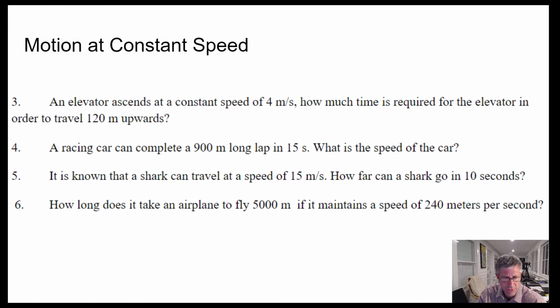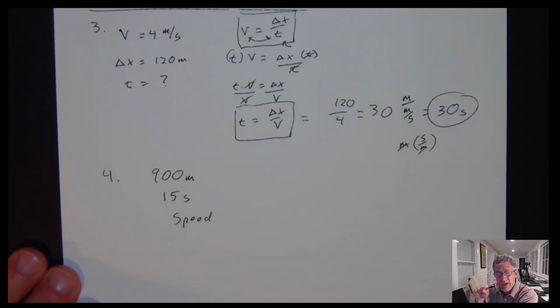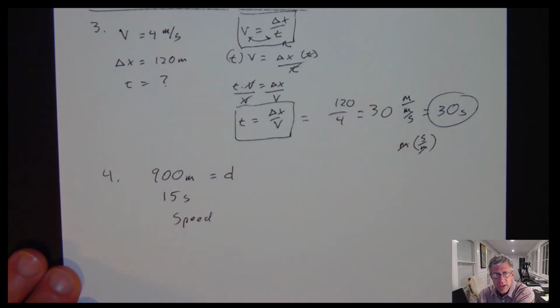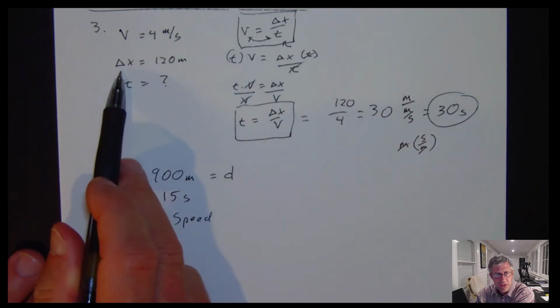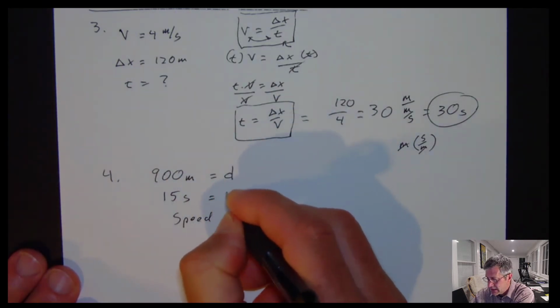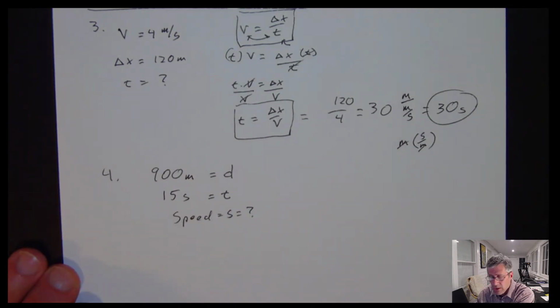Okay, so let me be a little bit careful about this. This is a lap now, so this is not a straight line direction. Some of the drivers are going in a circle. They're giving me distance, right? So this is my distance traveled. I want to be careful that's not the same as displacement, which I'll use delta x for. So this is the distance traveled, this is the time, and I want to find speed. That's my unknown.